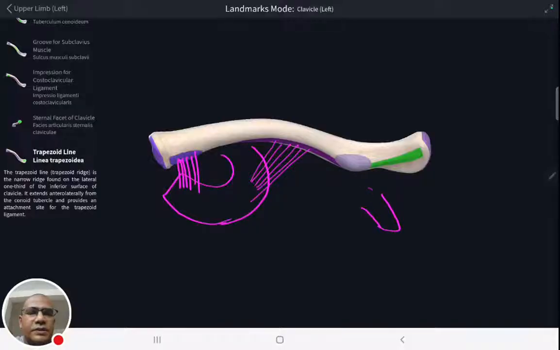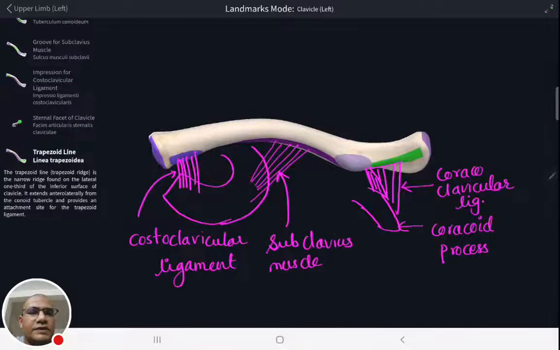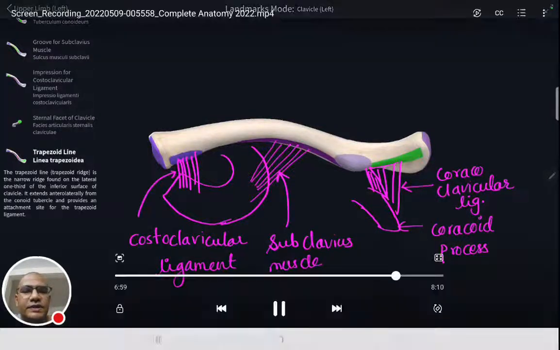It is the subclavius muscle, and this one is a coracoid process. From the coracoid process to the clavicle there is one ligament. It is the coracoclavicular ligament, which has got two parts. So what are the features?